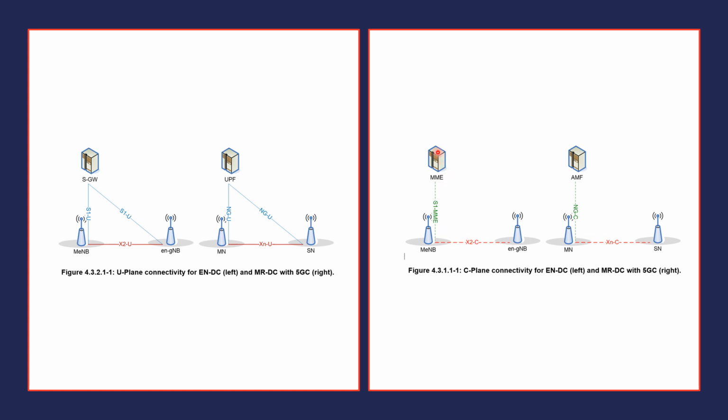Let us have a look at C-plane connectivity. For ENDC, when the core is 4G, the C-plane interface between ME node B and ENG node B is called the X2C interface, and the interface between MME and ME node B is called the S1-MME interface. For MRDC with 5GC, when the core is 5G, the interface between MN and SN is the XnC interface, and the interface between AMF and MN is the NGC interface.